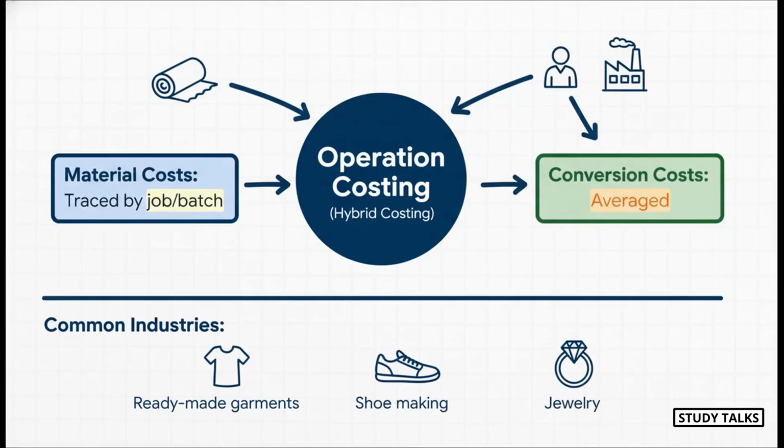So the key thing to remember is this. With operation costing, you track the material costs for each specific batch, but the conversion costs, labor and overheads for running the machines, those get averaged out over everything that goes through that operation. You see this all the time in industries like clothing. The fabric for a cotton shirt costs less than for a silk one, but the cost of the sewing operation is the same for both.